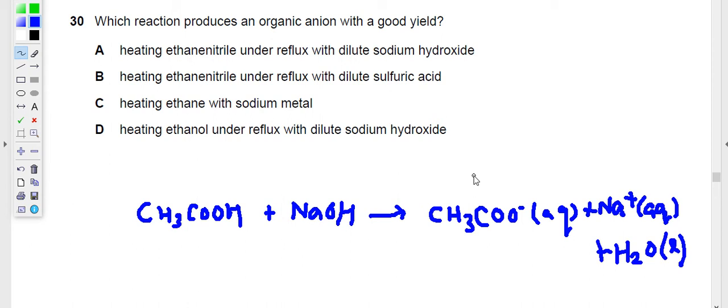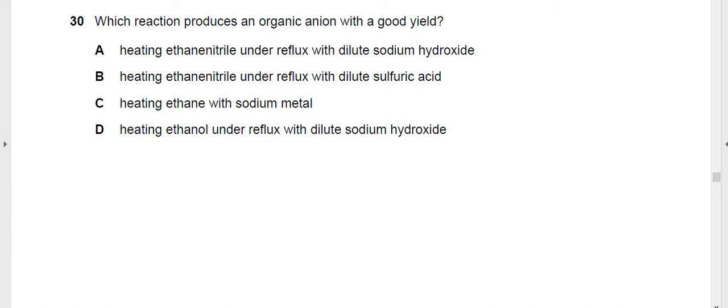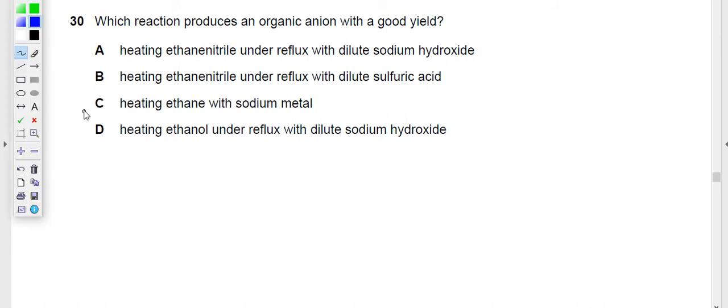There are other types of organic anion also. I'm just giving an example here. So now let us go back to the question. We look at which one will give us an organic anion. Okay, let's look at A.